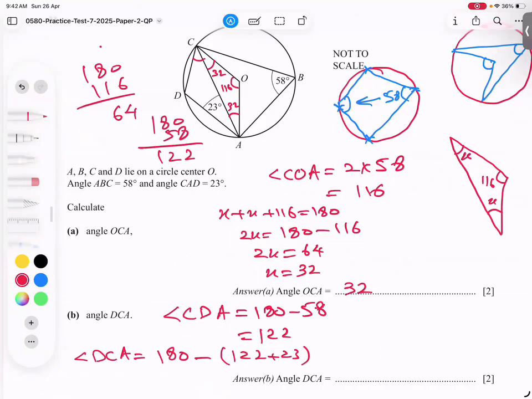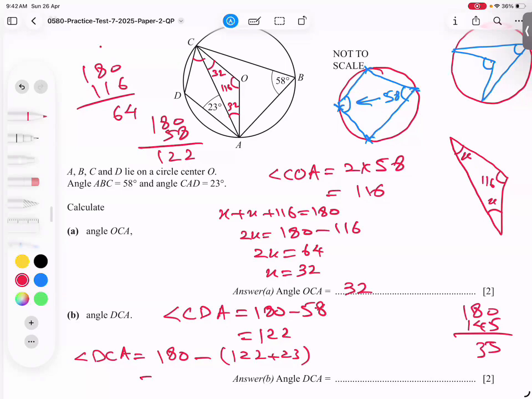Now we're just solving manually. If we add in this one, it means 122 plus 23. I get 145. So if we subtract, we get 35 out of 180. So I think the idea is very clear, and we have done it: 35.